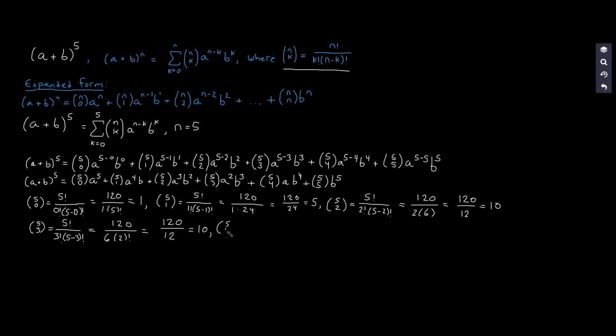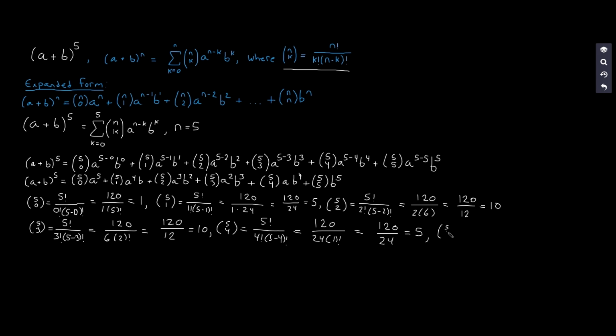For the next binomial coefficient, we're going to have 5 choose 4. Let's see, there's 5 factorial over 4 factorial times 5 minus 4 factorial. Well, 5 factorial we know is 120, 4 factorial is 24, times 1 factorial, which is 1, so we're going to have 120 over 24, which is 5.